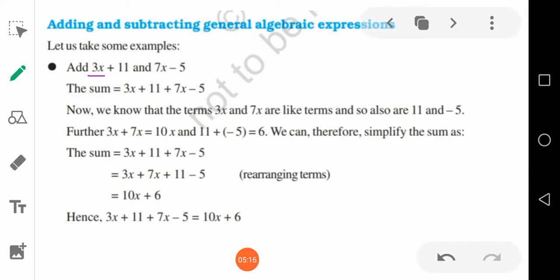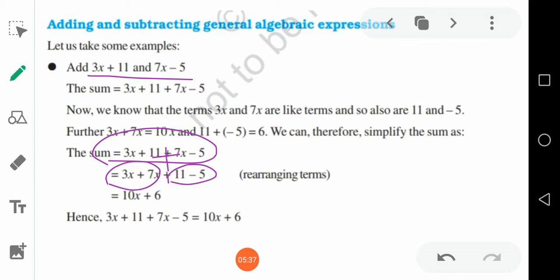Add 3x plus 11 and 7x minus 5. So, you are going to add these two expressions. Add means plus sign, you have to put the plus sign in between. Now, you have to collect all the like terms together. Here, 3x and 7x are the like terms, so keep them together. Then, the next ones, 11 and 5, club them together.